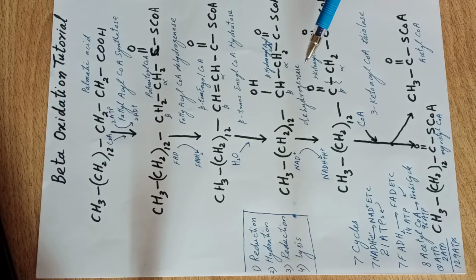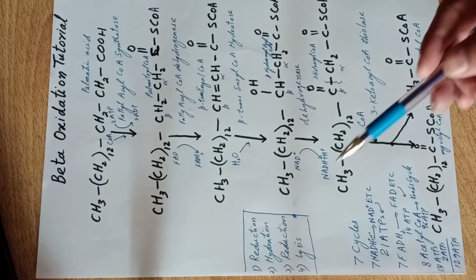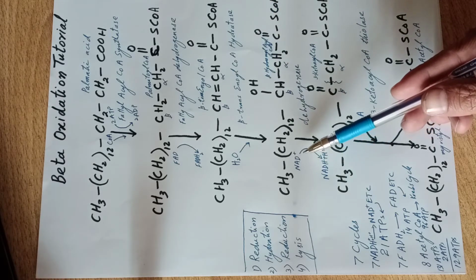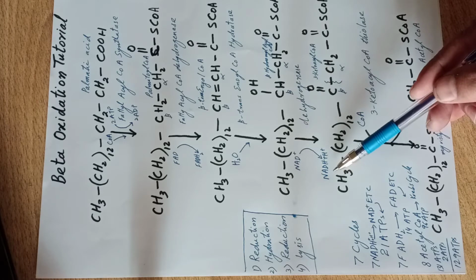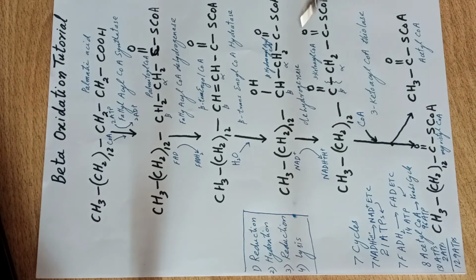Then the dehydrogenase enzyme works on it. What happens? The high energy electrons on the beta carbon are removed and gained by NAD, the high energy reducing equivalent, and it is changed into NADH in the presence of the dehydrogenase enzyme. In the next reaction, this is the ketoacyl form of the fatty acid.